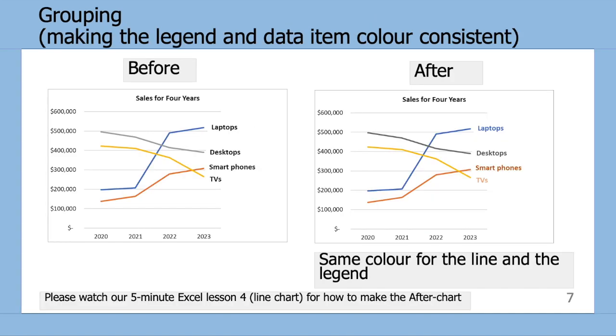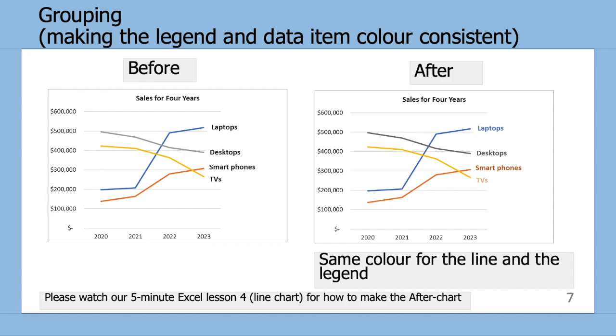Now, this is another similar example of using color to group. On the left-hand side, we have a line chart, and the line labels are in a kind of dark gray font color. But on the right-hand side, those font colors are changed to match the corresponding line color, and this makes it easier for the brain to match up which line label corresponds to which line.